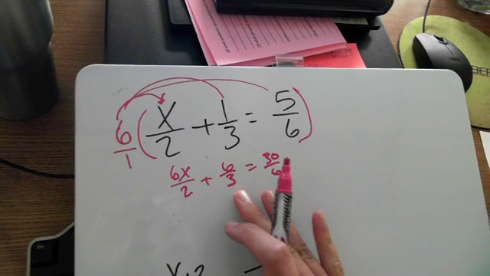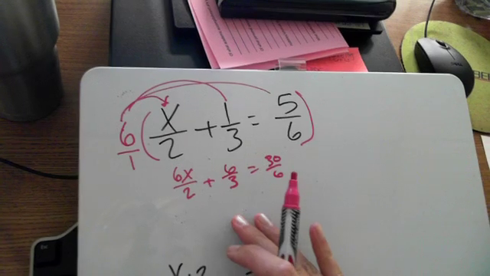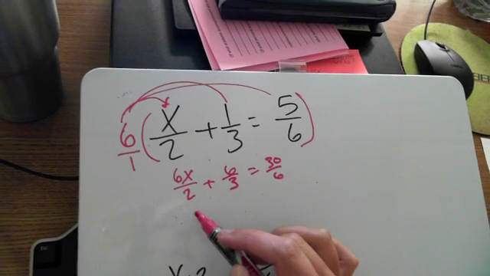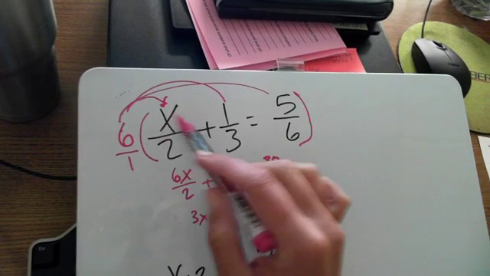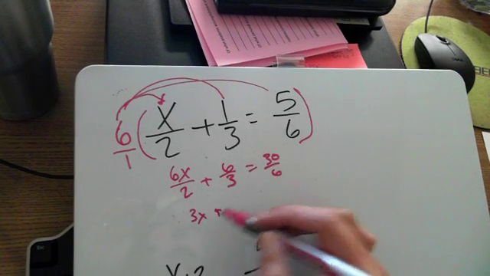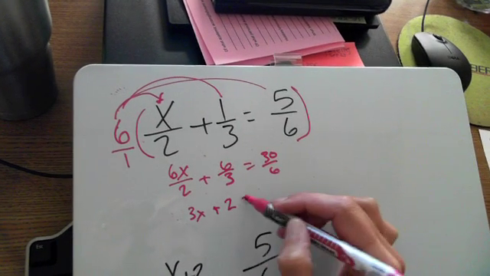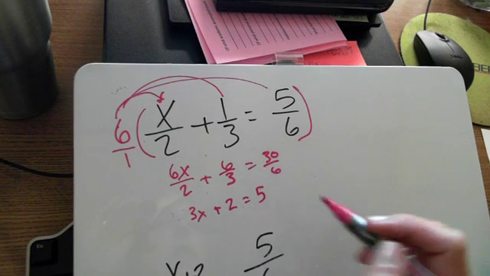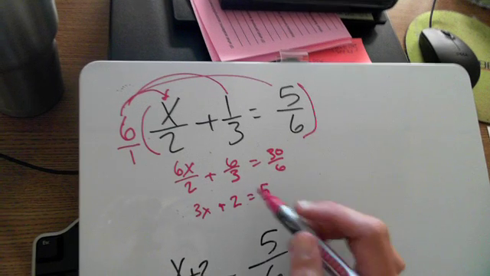Now this step could be avoided and we can go straight to the second step. So if we do 6x divided by 2, we get 3x. You could have done that from here. You could have said 6 divided by 2 is 3, times x gives me 3x. 6 divided by 3 is 2. 30 divided by 6 is 5. Now you've got a very simple linear equation.